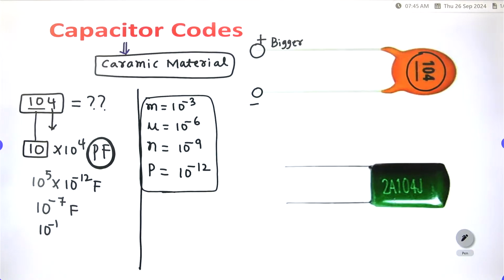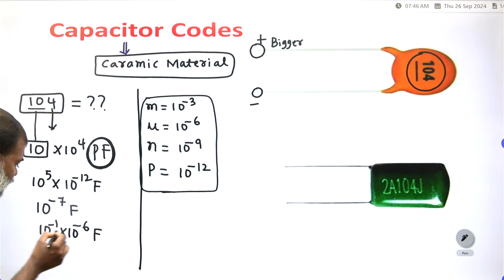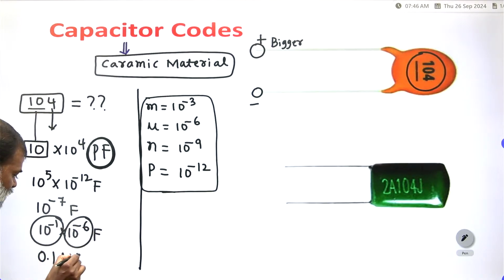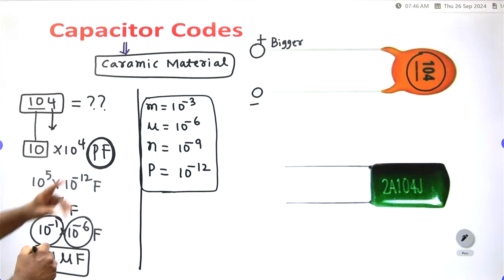10 to the power of minus 1 into 10 to the power of minus 6 farads. 10 to the power of minus 1 is equal to 1 by 10, therefore we have to write 0.1. 10 to the power of minus 6 is equal to micro. So it is 0.1 microfarad.